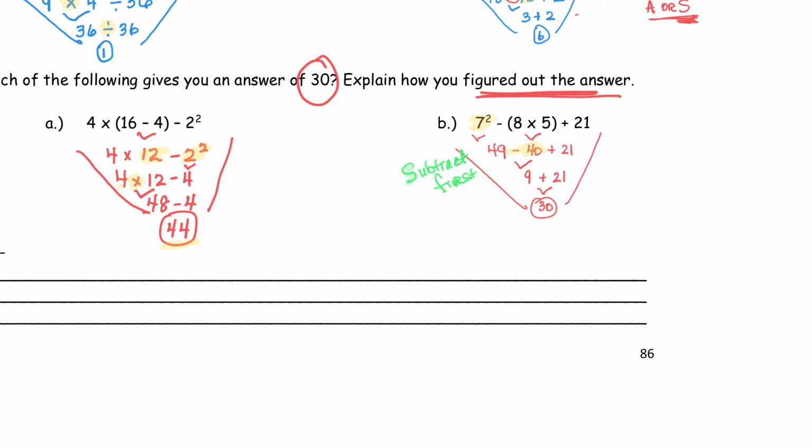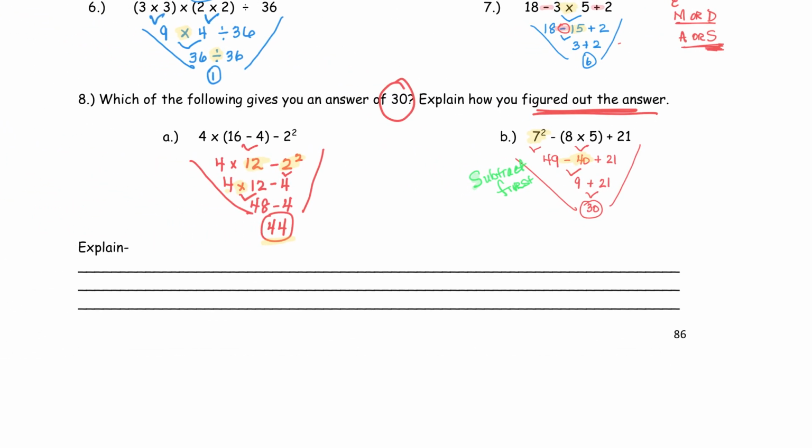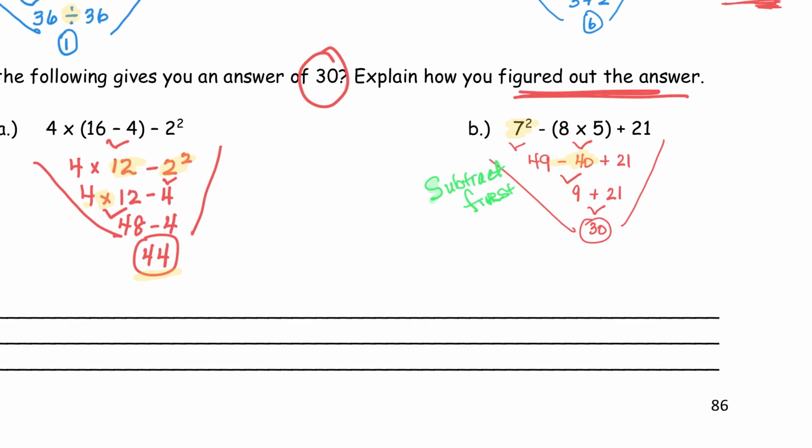And you can go ahead and write your explanation. How did you figure out the answer? I followed the order of operations and I found that choice B was the correct answer because when I followed the order of operations, my answer was 30.